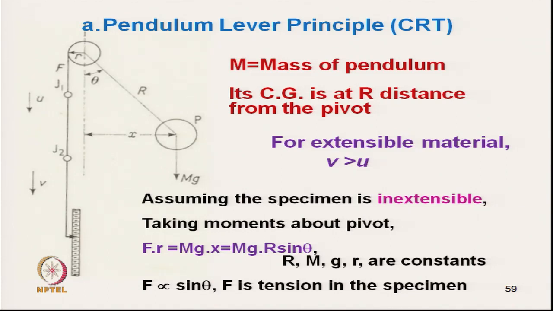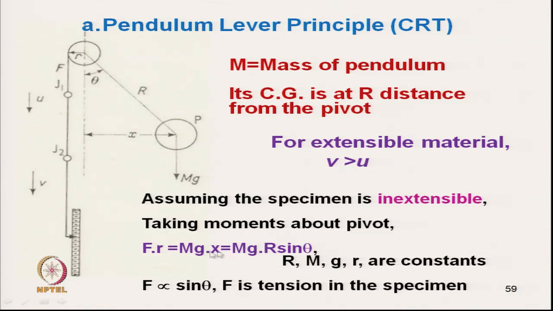Here for an extensible material, this is the bottom jaw. The bottom jaw moves at a constant speed v, and the top jaw moves, but not at constant speed. It depends on the extensibility of the material between jaws J1 and J2, and the movement of J1 actually gives a signal to the load measuring arrangement. It basically excites the load measuring arrangement and it deflects, and we have seen the calculation.